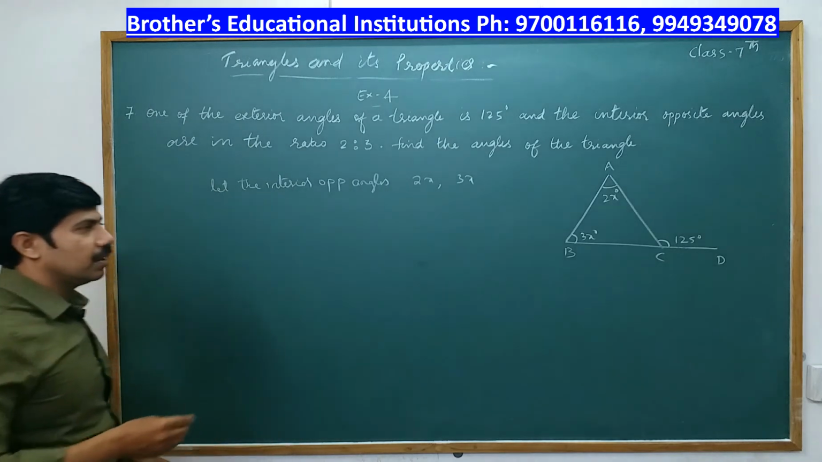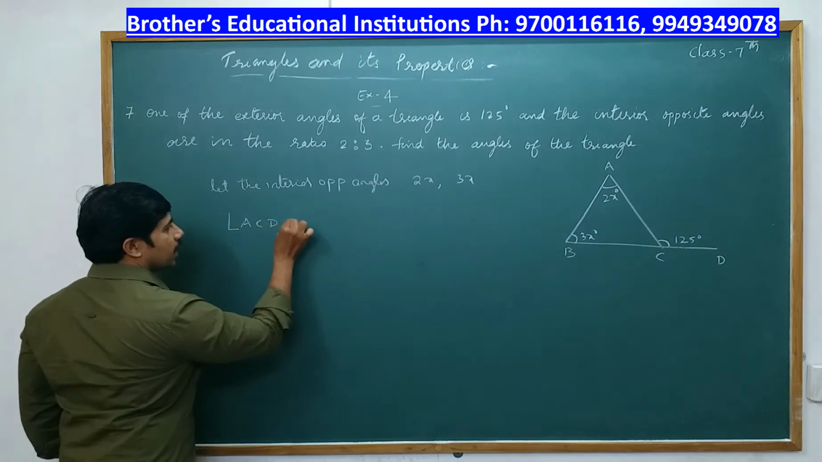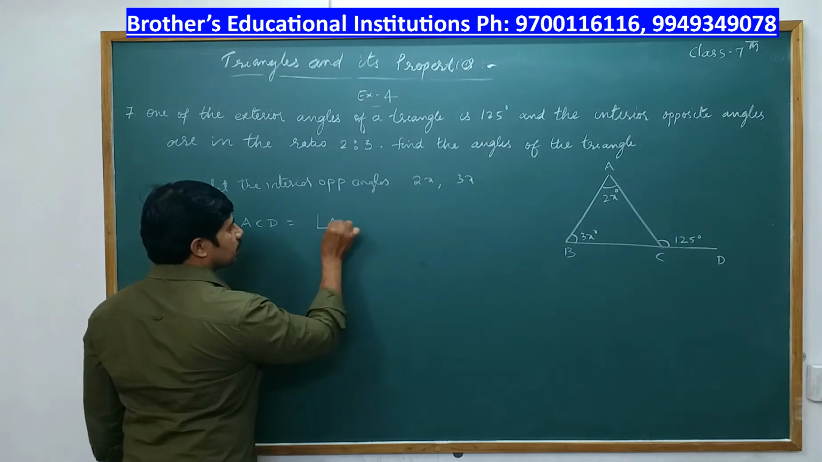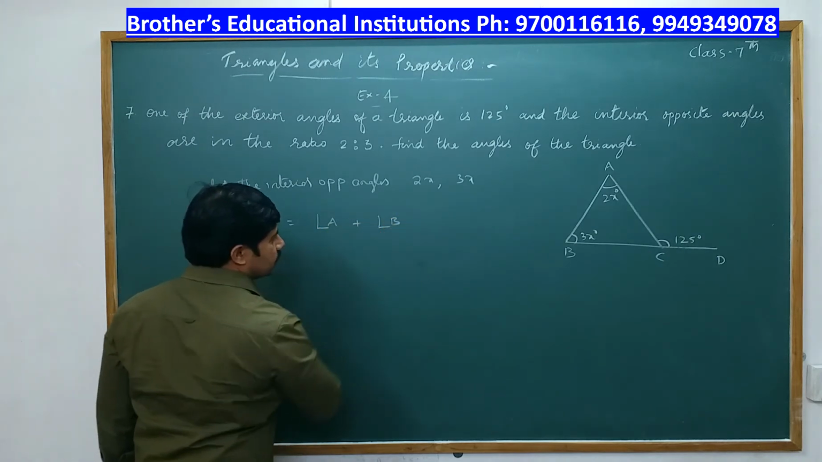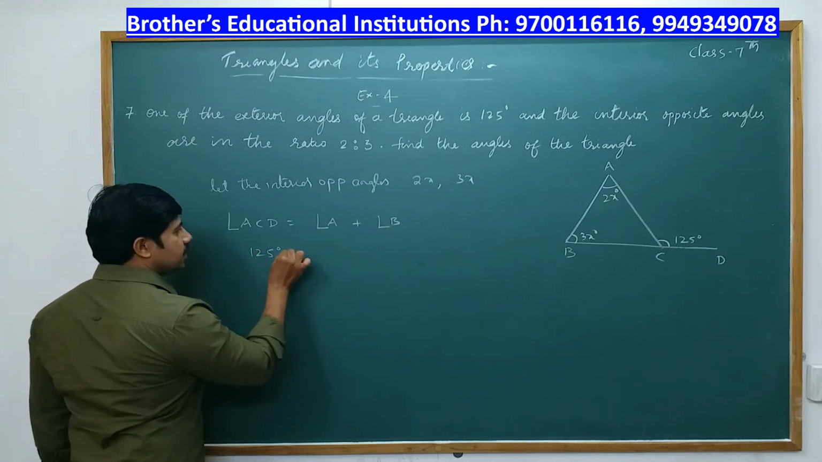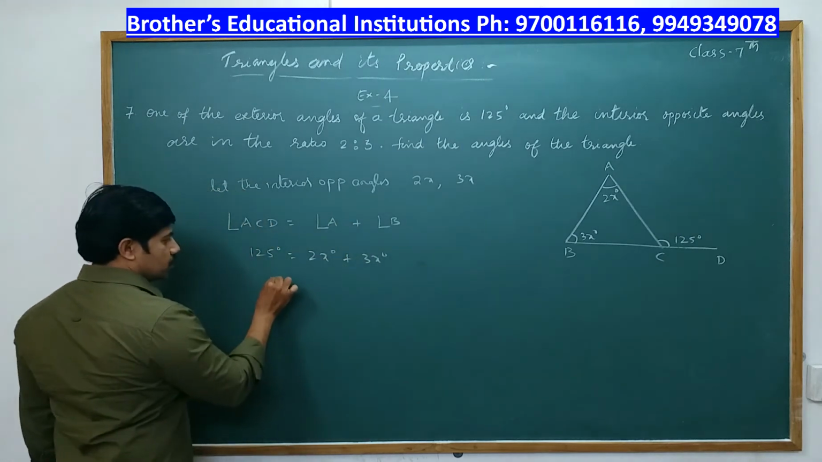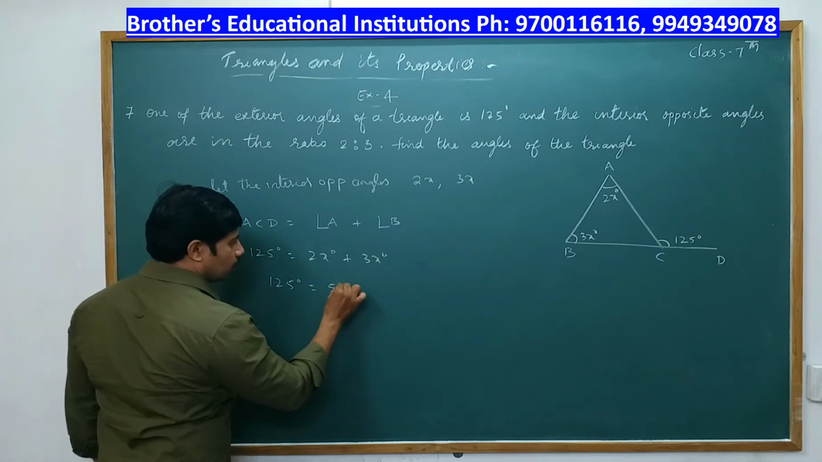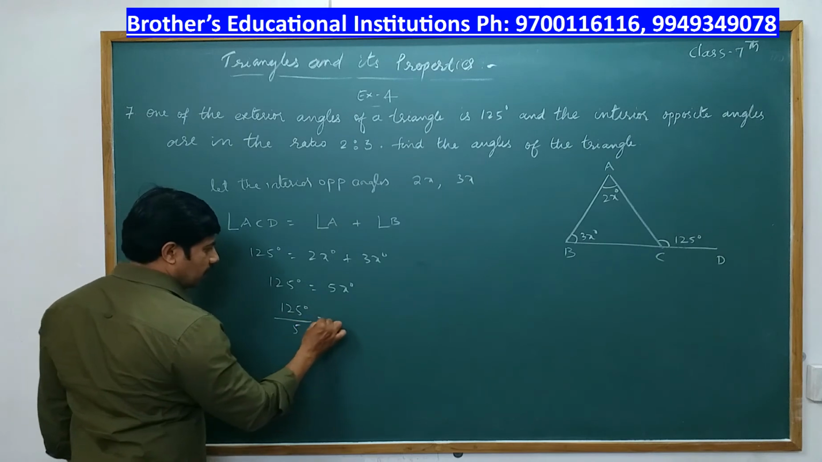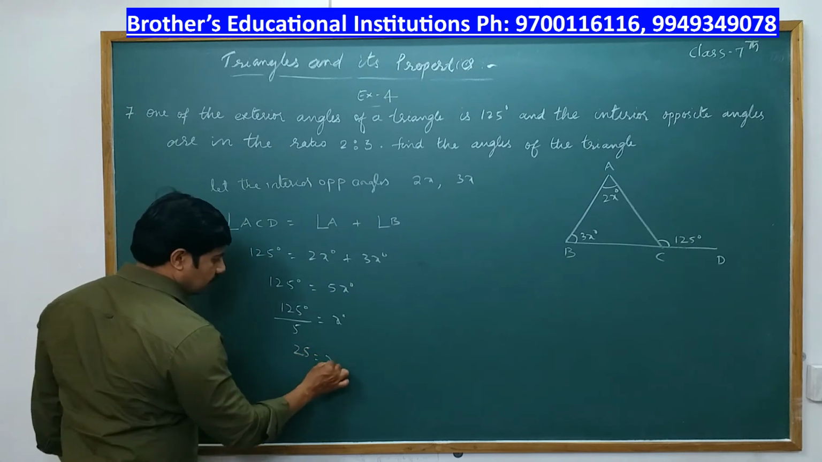So now we apply that property. Exterior angle of a triangle is equal to, exterior means angle ACD, is equal to sum of two interior opposite angles, angle A plus angle B. So now 125 degrees is equal to 2x degrees plus 3x degrees. So 125 degrees is equal to 5x degrees. So 125 by 5 is equal to x. So 5 2s are 10, 5 5s are 25, x is equal to 25.